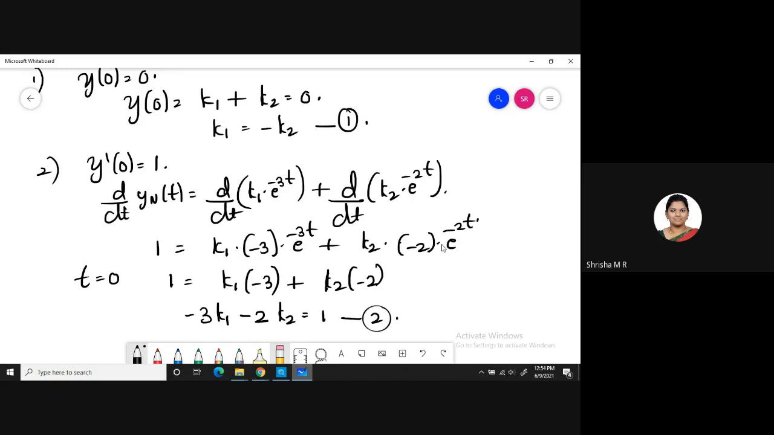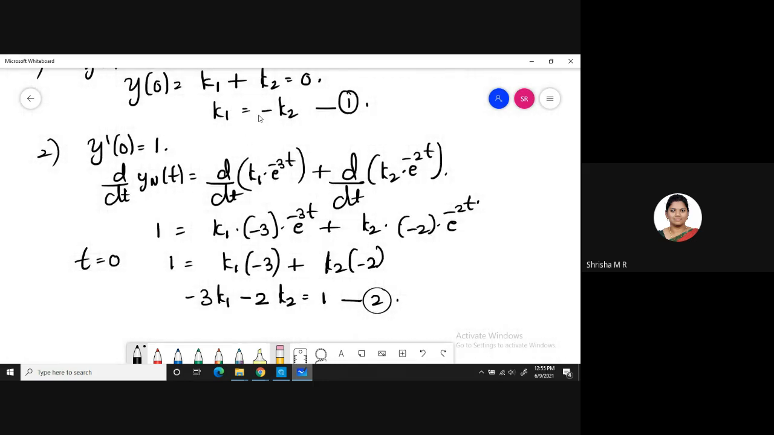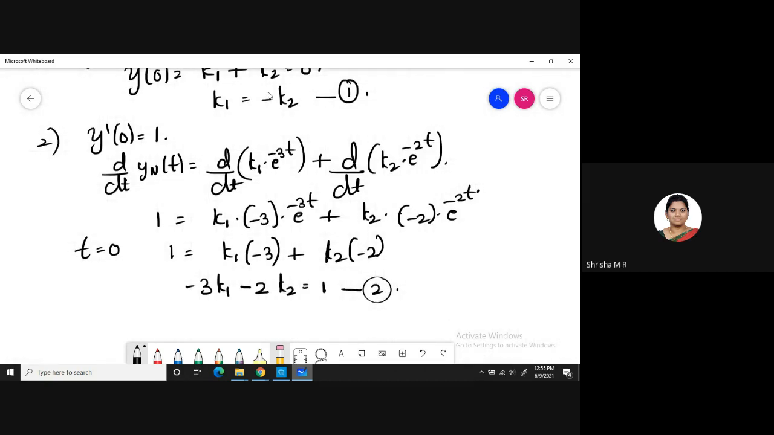Now solve equations 1 and 2 and tell me what is k1, k2. Equation 1 is k1 is equal to minus k2, and in equation 2 you have got minus 3k1 minus 2k2 is equal to 1. So solve these two. Or in place of k1 put minus k2 here and tell me what is k1 and k2. K2 is plus 1, K1 is minus 1, ma'am. K1 is minus 1, K2 is 1. Did everyone get this? Yes. Followed?